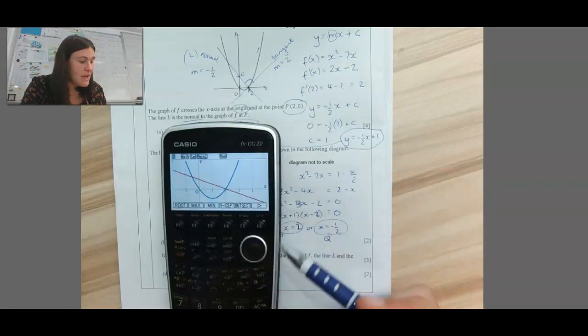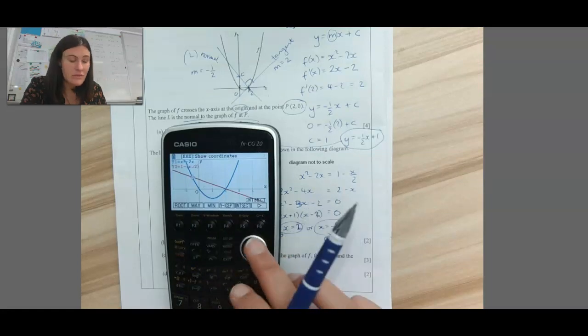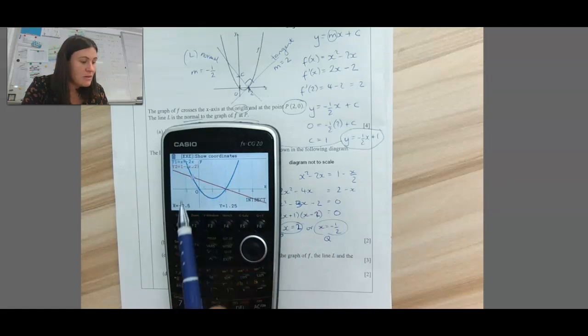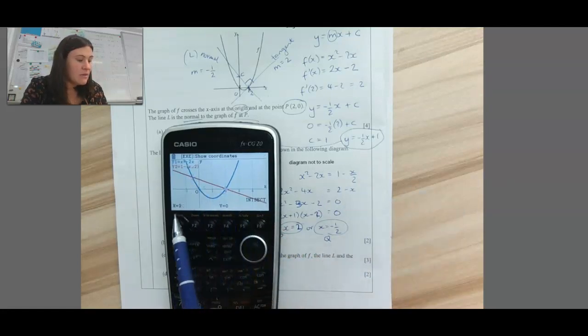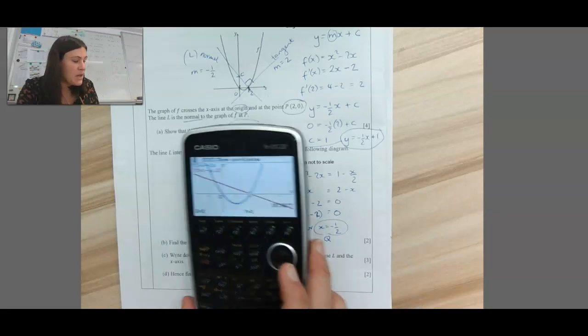Then if I want to find the x-coordinate, I'm looking for the intersection. So I press F5, graphically solve, F5 again for intersection. And here I'm given x equals minus 0.5, and I can scroll along. And here I'm given x equals 2. This is useful actually to find both coordinates because you're given x and y.